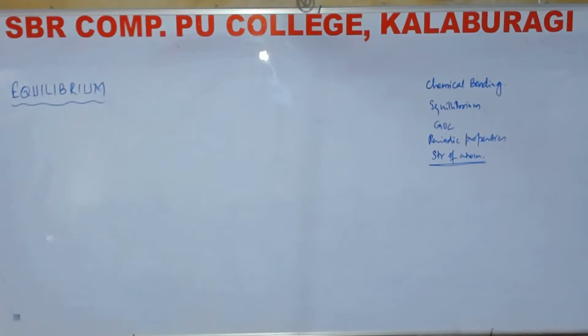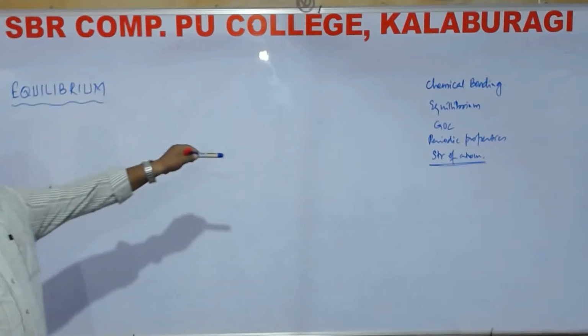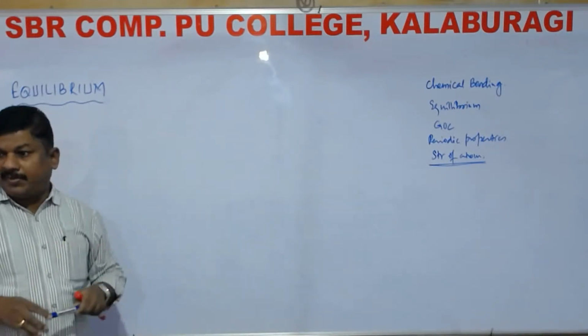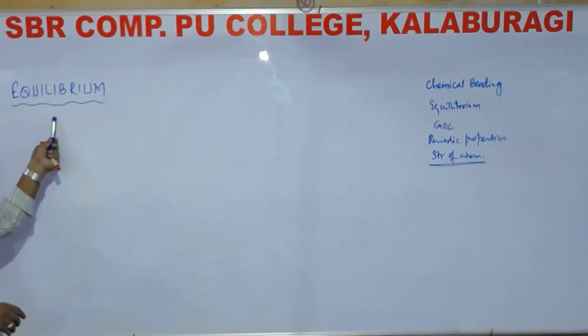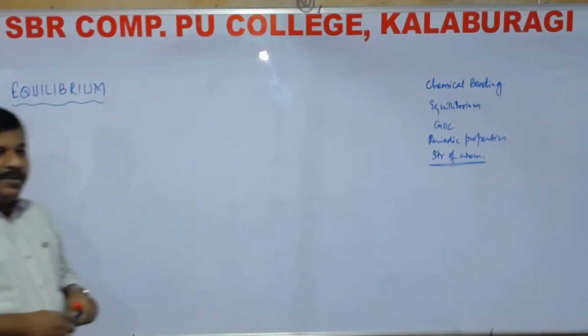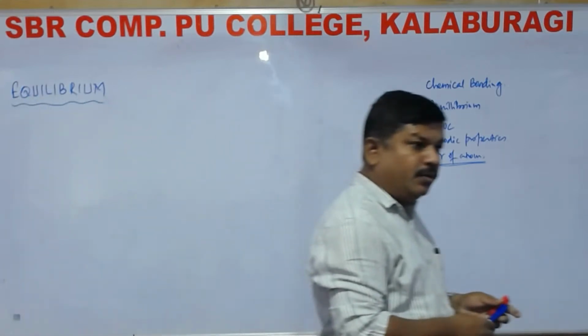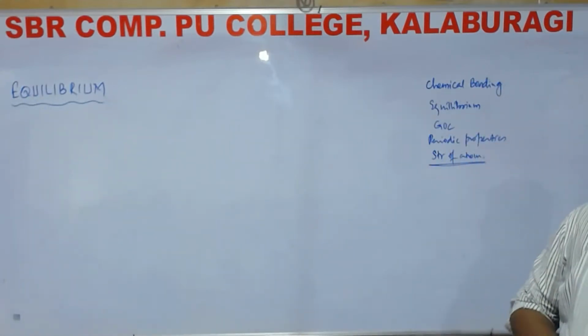Structure of atom, 2 questions minimum. So roughly 10-11 questions will be there from these 5 topics only. You have to concentrate to the maximum extent on these topics. And one of the important topics is equilibrium. Naturally, it takes more time to discuss the concepts present in equilibrium.